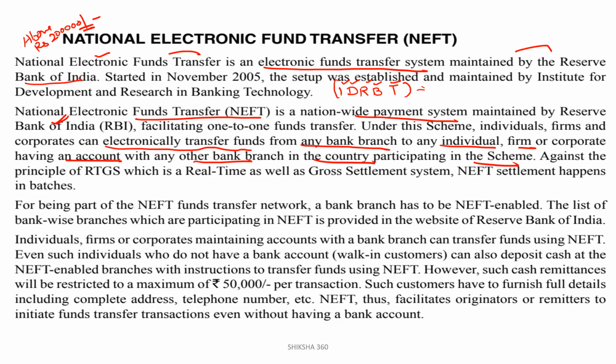Against the principle of RTGS, which is a real time as well as gross settlement system, NEFT settlement happens in batches. Clear? NEFT settlement happens in batches here.